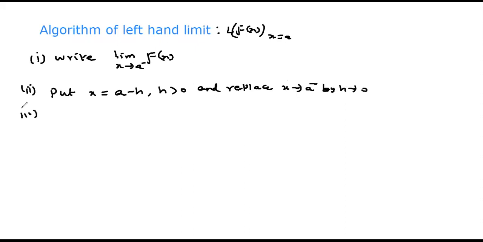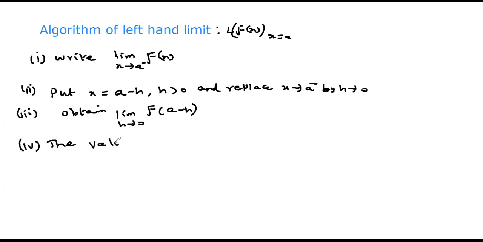Third, we can directly obtain the value. The third step is to obtain limit h tends to 0 of f(a minus h). The value obtained in step 3 is called the value of the left hand limit of the function f(x) at x equal to a.